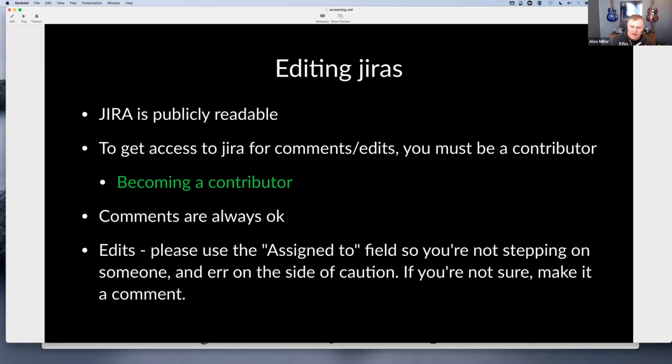Editing Jira is not publicly open, because it's a cloud instance and we have a finite number of users that we can add to the system. It's a donated instance that we have, so there are some limits there.